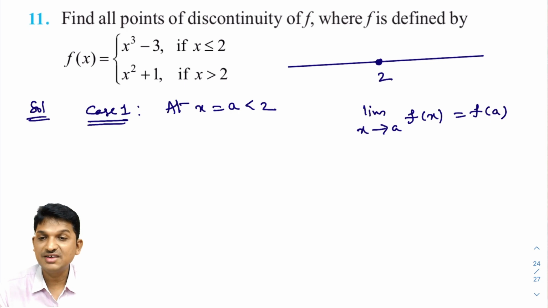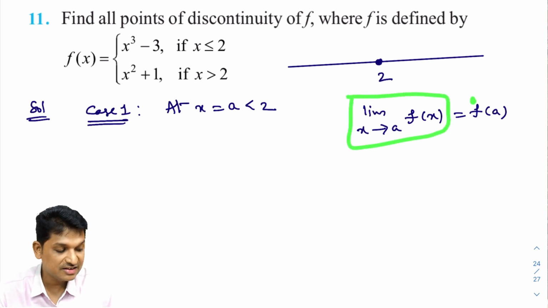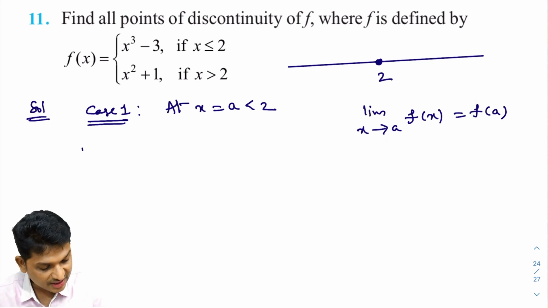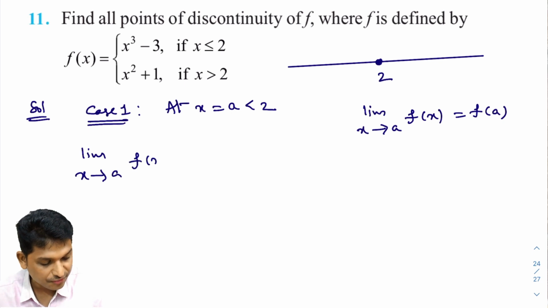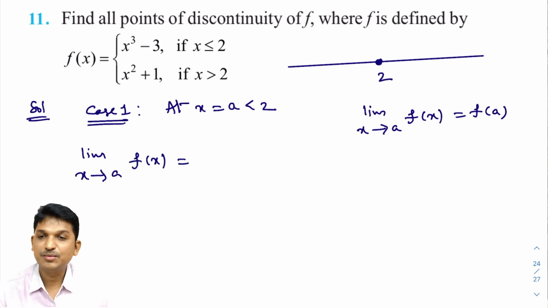When limit x approaches a, f of x equals f of a, then we say that this function is continuous at x equal to a. What I'll do first, I'll calculate this, next I'll calculate this, later I'll check whether both are equal or not. First I need to calculate limit x approaches a, f of x.